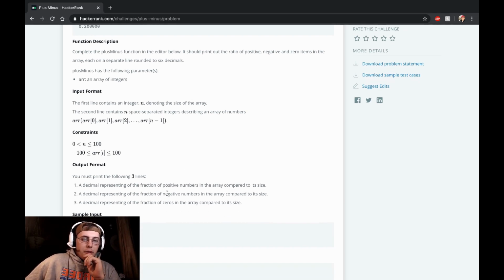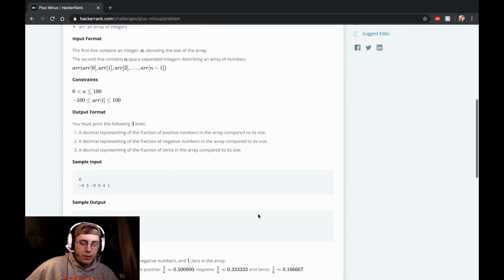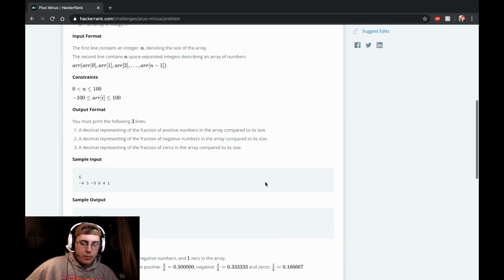You must print the following 3 lines: a decimal representing the fraction of positive numbers in the array compared to its size, a decimal representing the fraction of negative numbers in the array compared to its size, a decimal representing the fraction of zeros in the array compared to its size.